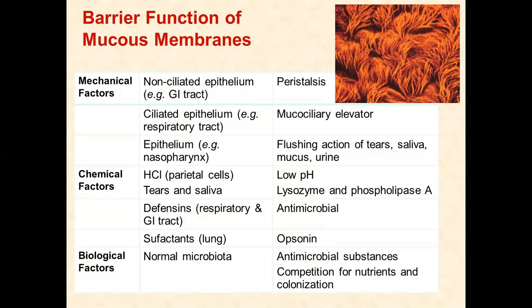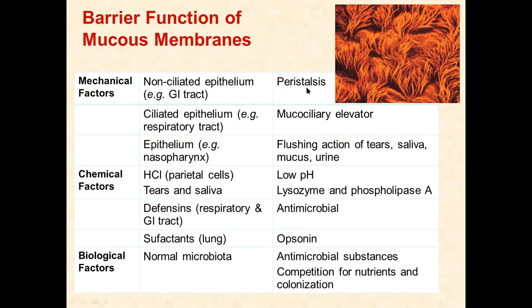Barrier function of mucous membranes is also very important. And here you see the micrograph of ciliated epithelium. It's a very important mechanism of defense in respiratory tract due to the mucociliary elevator. These cilia move and sweep out all bacteria and viruses entering the respiratory tract. In gastrointestinal tract, the epithelium is non-ciliated, but mechanical factors are also present in it.